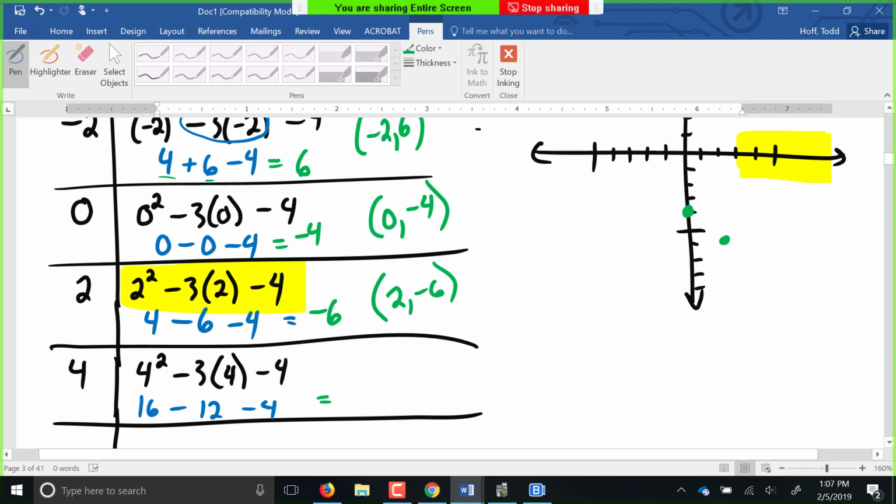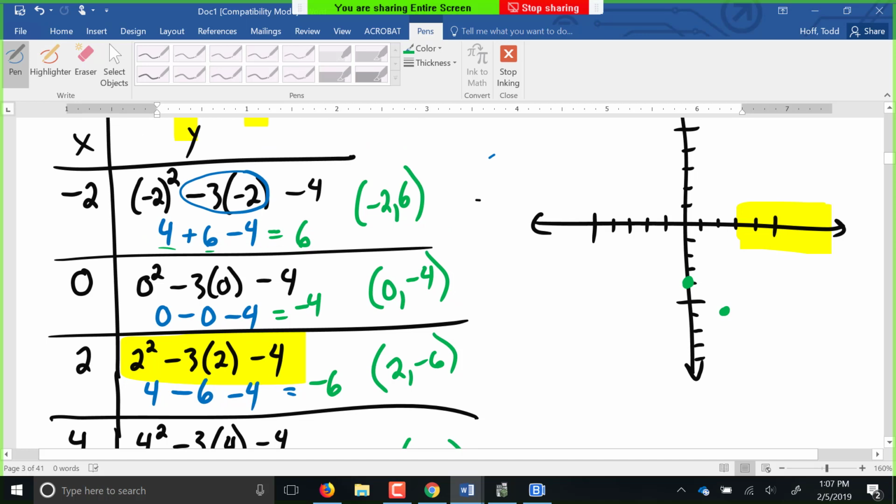What'd you get for y? 0. So when x equals 4, y equals 0. Well, now we're definitely sure it's not a line. So I want to know what's going on over here yet. We'd like to know what's going on between these 2 points, and then I still need to go back over here.